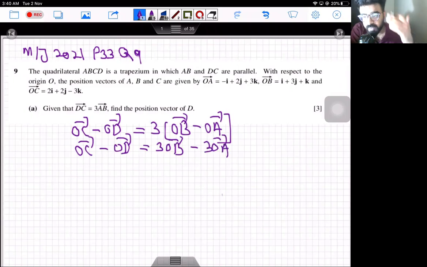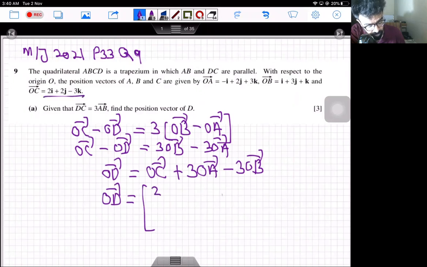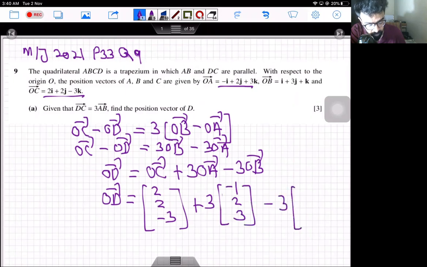Now you need to find the position vector of D. You need to make OD the subject of the equation. So OD is basically equal to OC plus 3 times OA minus 3 times OB. So OD is equal to OC, which is 2i plus 2j minus 3k, so 2, 2, minus 3, plus 3 times OA, so minus 1, 2, 3, minus 3 times OB, so 1, 3, 1.